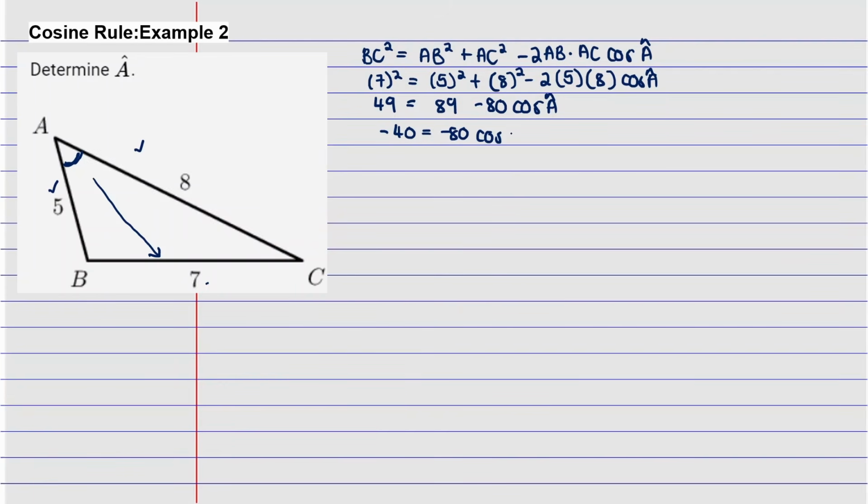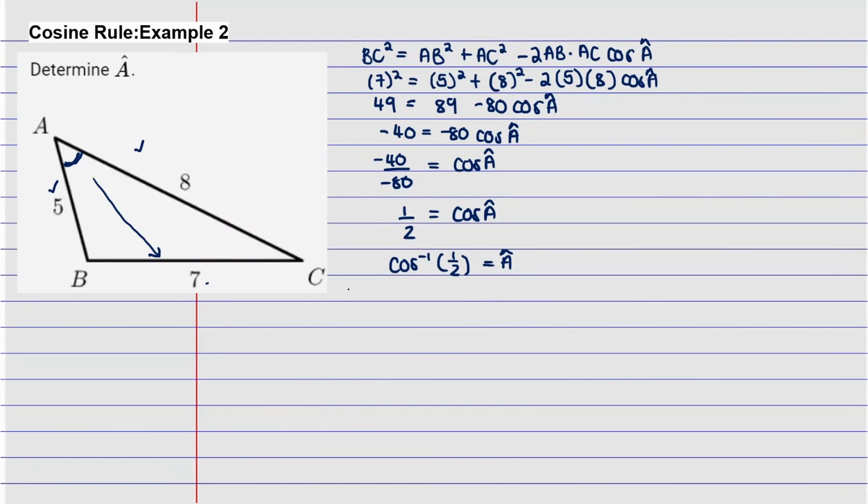Divide both sides by negative 80. So negative 40 divided by negative 80 is equal to cos A, which is the same as positive a half is equal to cos A. Now we want A alone, so A is going to be the inverse cos of a half, which is equal to angle A.